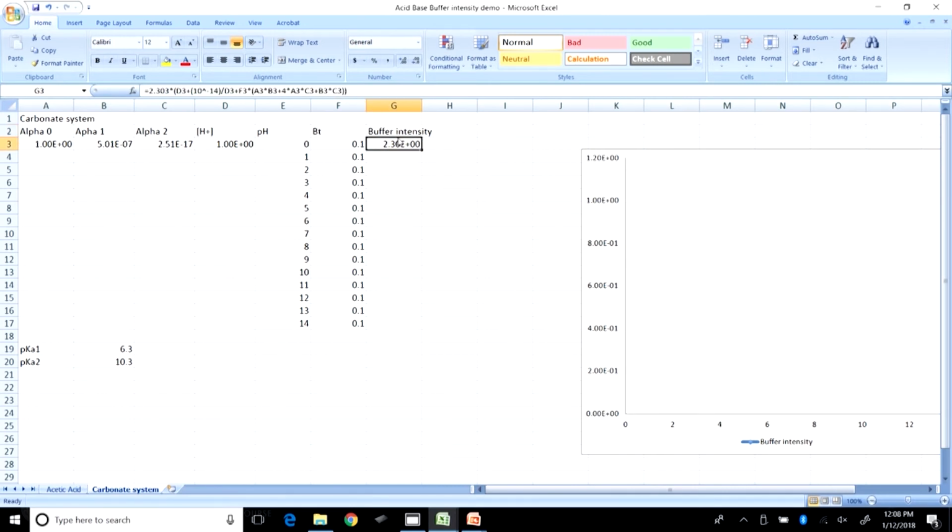And buffer intensity, now the formula is going to be relatively different. Let me try to write that down here. For a multiprotic or diprotic system, it is 2.303 into the concentration of H plus plus the concentration of OH minus, same as earlier, plus what else here, B total into alpha naught alpha 1 plus 4 times alpha naught alpha 2 plus alpha 1 alpha 2.